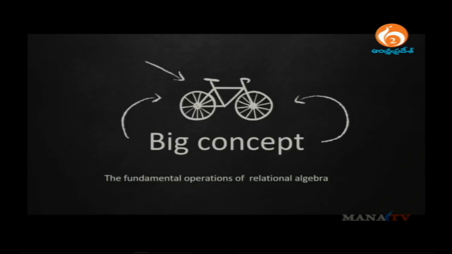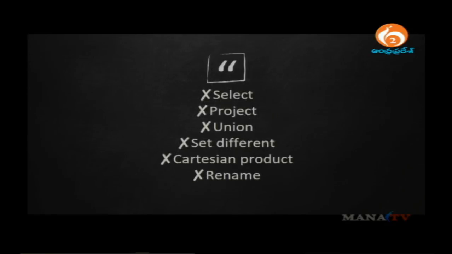So what are you actually learning in this part? Let me show you the slide again. The fundamental operations of relational algebra, right. There are 6 points, please note them down. What are the 6 points? Select, project, union, set difference, Cartesian product, and rename.